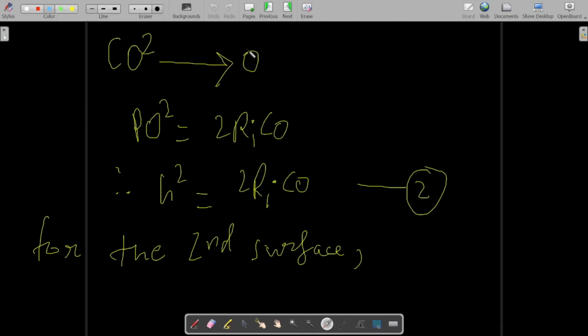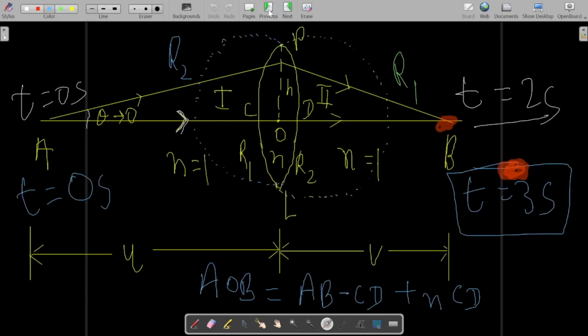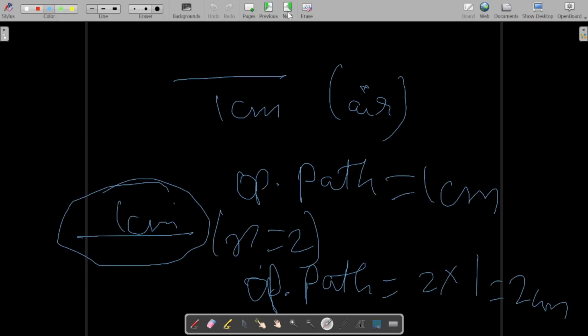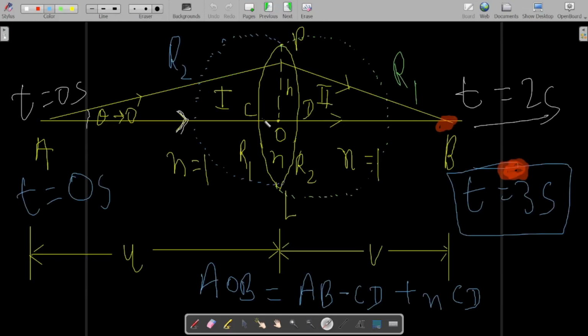Now CO square almost tends to 0. Why? Let's have a look at this PO and this CO. Why is this CO square being neglected? Because the lens is thin. As the lens is thin, CD is small, because CD is the thickness of the lens. CO will be even smaller than CD.